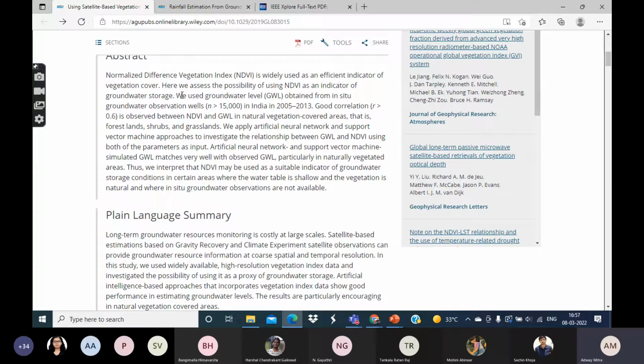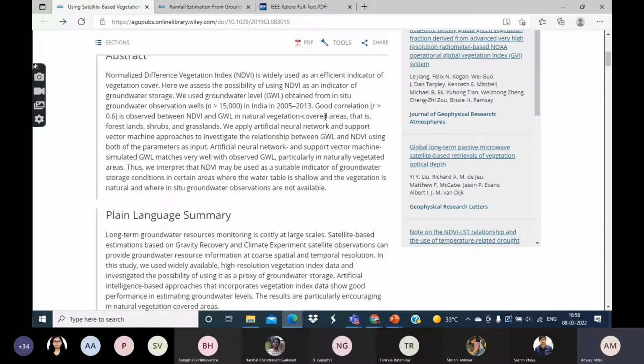Now, we use groundwater level obtained from in situ groundwater observation wells in India during this period. What is in situ? In situ means localized, highly localized observation. That is, if you have a well in the backyard of your house, so that you can measure the depth of water in that well. So that will give you the depth of groundwater precisely at that location, not in any other location in your neighborhood. So that is called an in situ estimate.